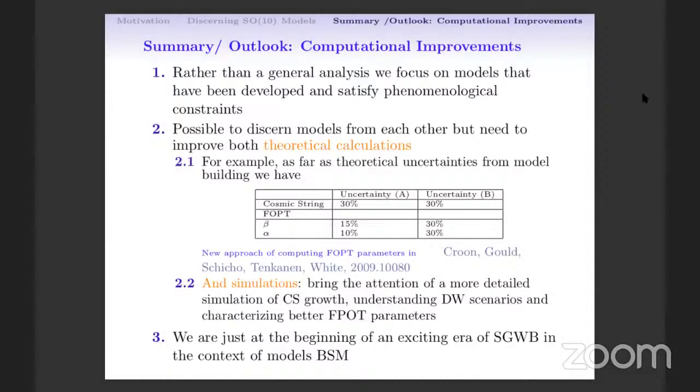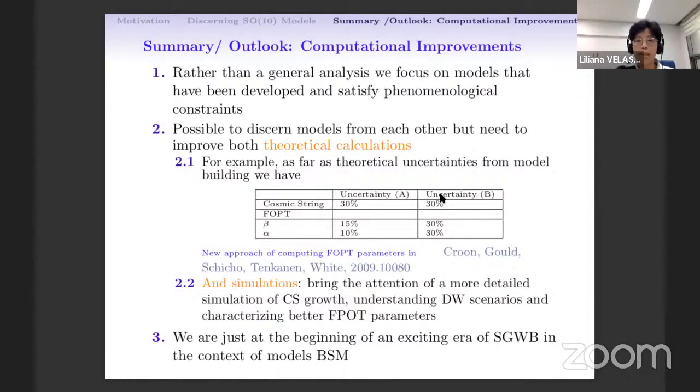Another thing, of course, is how well the simulations are done, because they also carry a lot of uncertainties, and therefore it's difficult to really come out with something very specific. So thank you for your attention.